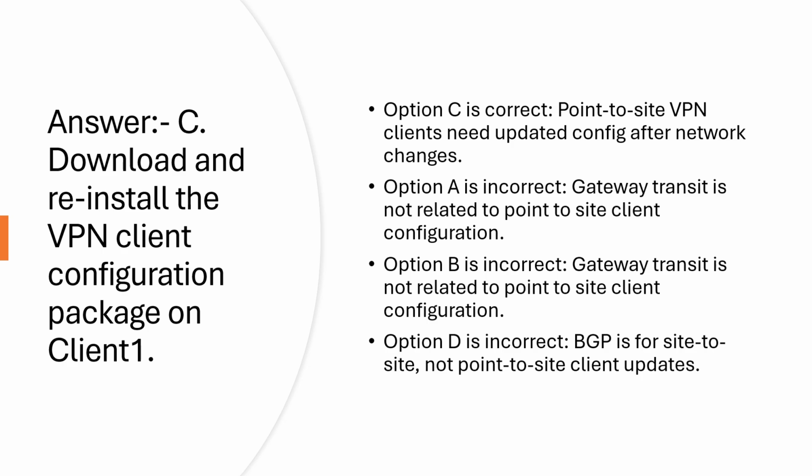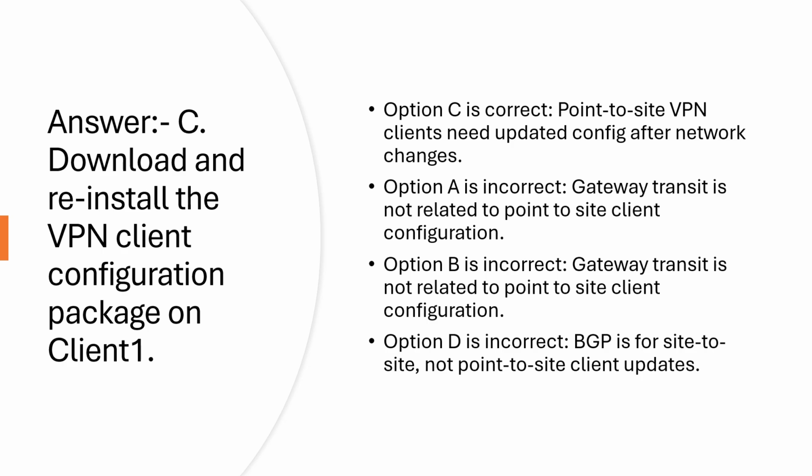Think of it like this. The original configuration package is like an old map. It only shows the roads that existed when it was created. When you build new roads, the peering, the old map is useless. You need a new map, the updated configuration package, to find your way.